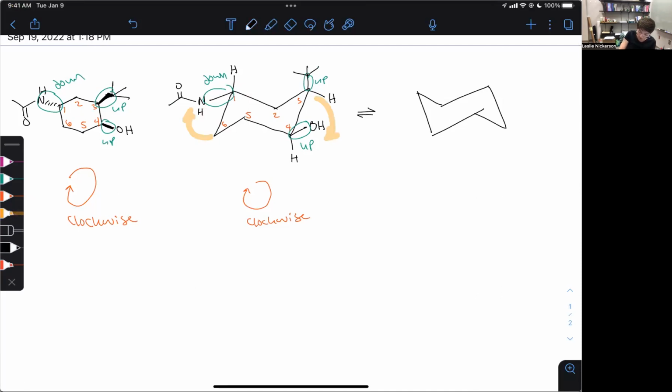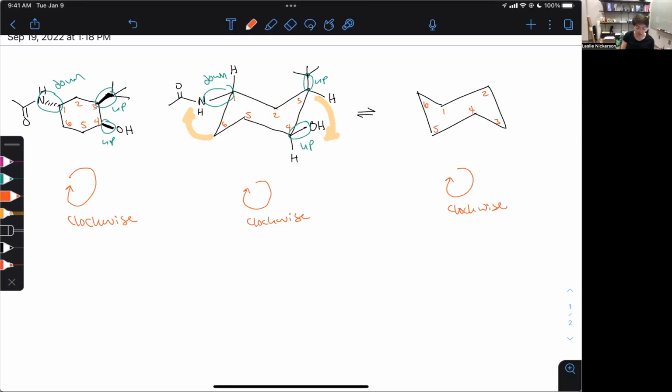So 6 is going to be up here now. And then we've got 1, 2, 3, 4, 5. Okay, so again, I'm still numbering clockwise. I've just taken that carbon 6, yanked that up, which is pushing carbons 1 and 5 down. And then carbon 3 is getting pushed down, which is pulling carbons 2 and 4 up. Okay.